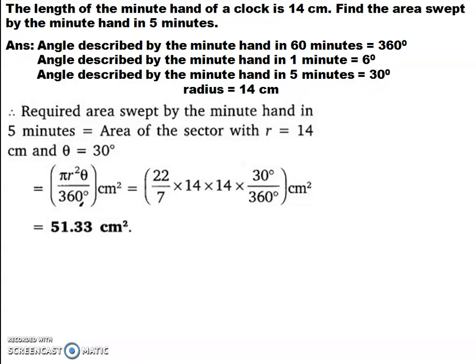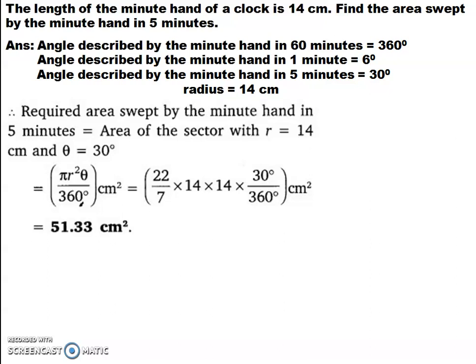Now, what is the total angle made by a circle? It is 360 degree. Angle described by the minute hand in 60 minutes is 360 degree. That is, if the minute hand goes one round in the clock, that is 360 degree. How long will it take when the minute hand starts from 12, rotates, completes one round and reaches 12 back? It covers 360 degree.